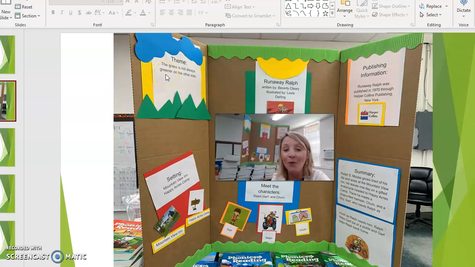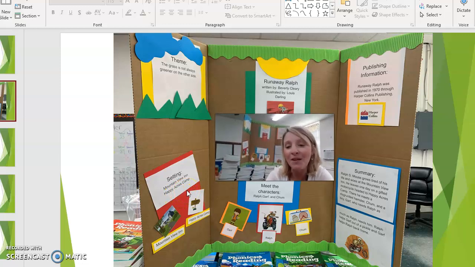The theme of this whole story for every character, Chum, Ralph, and Garth, is that the grass is not always greener on the other side, and Ralph learns that the hard way. Our setting, of course, as I've mentioned, the beginning of the book begins at Mountain View Inn, and the majority of the book is spent at Happy Acres Summer Camp.